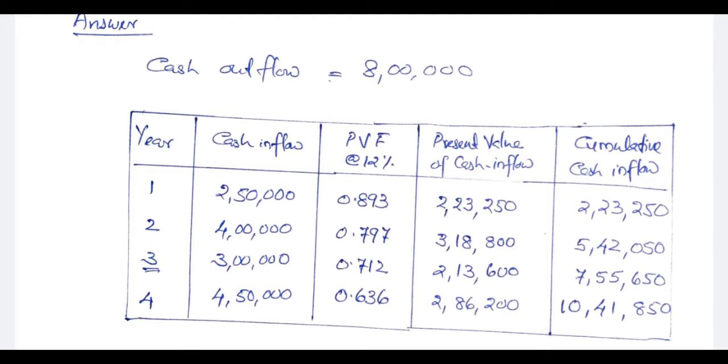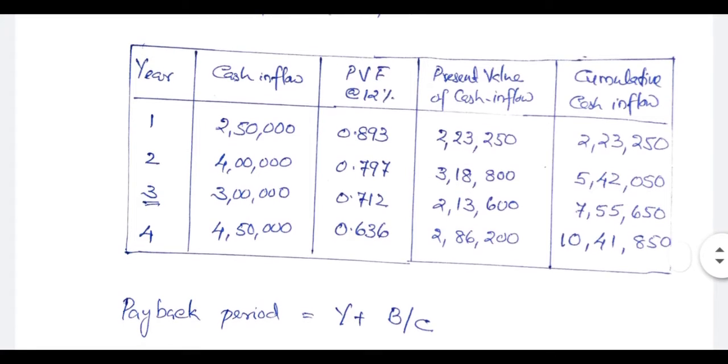Now we have to find out the payback period. The equation is same as the previous method. Payback period is equal to Y plus B by C, where Y is the year preceding the final year of recovery, B is the balance amount and C is the cash inflow during the year of final recovery. So first we will find out Y. How to find out Y?